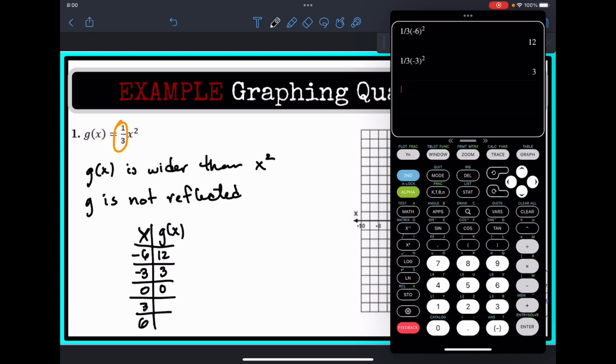And because, again, my parabolas are symmetrical to the y-axis, it's an even function, these points are going to match up also. So when x is equal to +3, the y value is also going to be 3. And just like here, when x is equal to -6 and +6, we're going to have the exact same y value, +12.